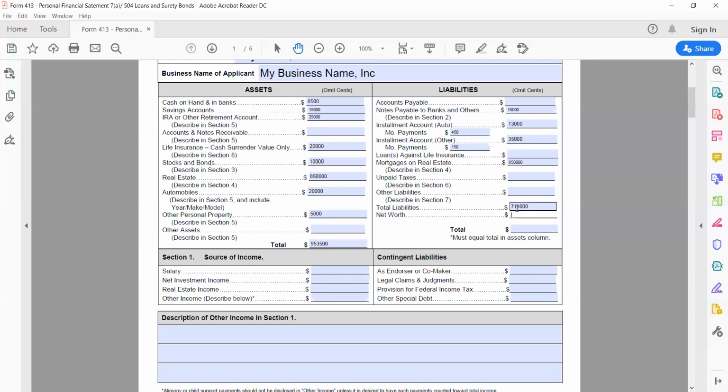Okay, my net worth is going to be my assets minus my liabilities. 240,100. And then we add these two numbers together, and I should get 5,500.